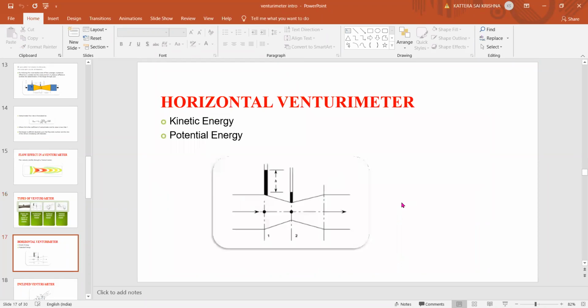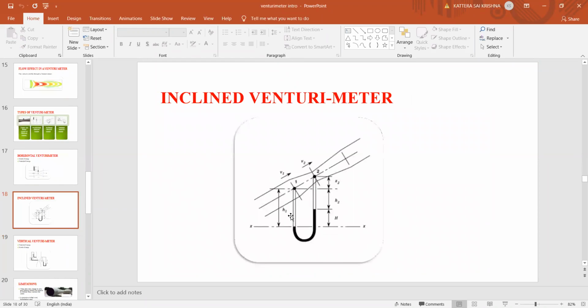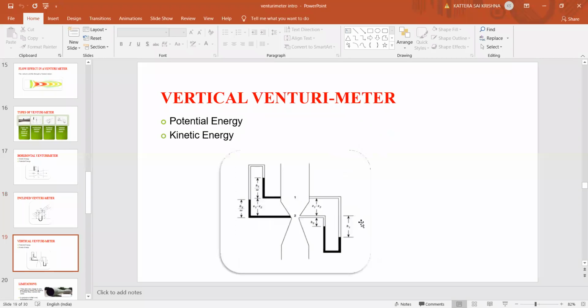Okay, so again these are the images for horizontal. This is for inclined. So this thing which you can see here is called U-tube differential manometer. So this H, capital H, is the pressure difference we need to calculate. So how much difference is there in this reading? We'll take in terms of centimeters. That is called as pressure difference. In terms of water, we have to consider that. And this is vertical venturimeter. Venturimeter will be vertical, and you will connect the U-tube differential manometer in this way.